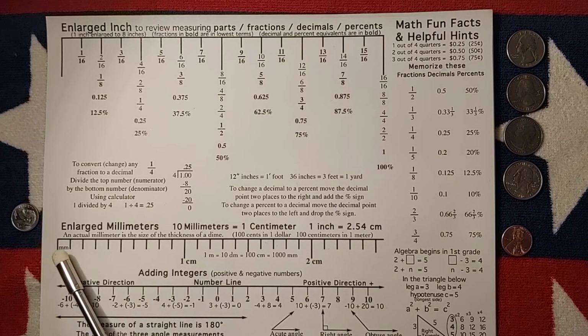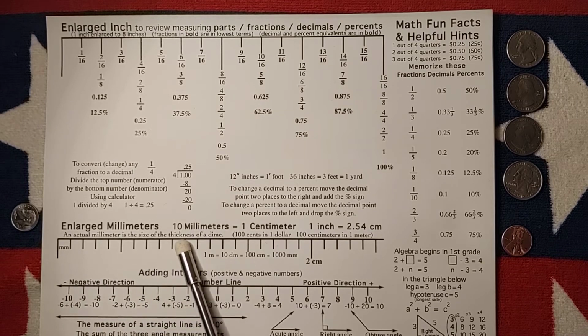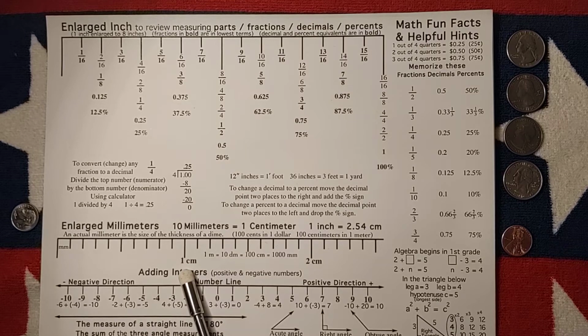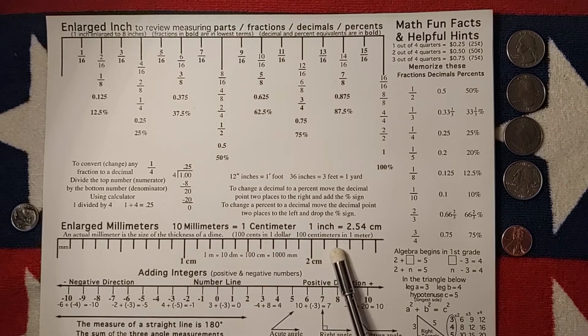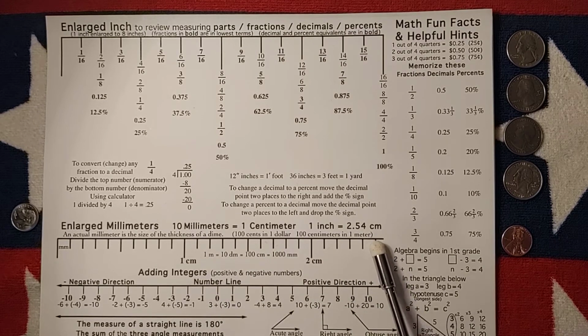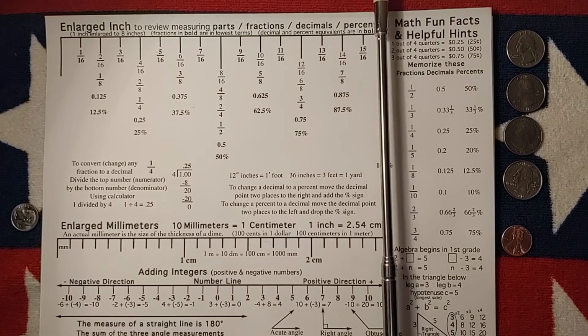So this is showing 1, 2, 3, 4, 5, 6, 7, 8, 9, 10 millimeters is the same thing as 1 centimeter. 1 meter is equal to 10 decimeters, is equal to 100 centimeters, is equal to 1,000 millimeters. And 1, 2, 3, 4, 5, and a little bit more is the same thing as an inch.